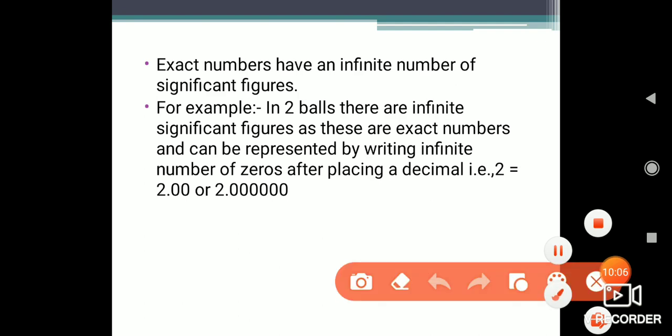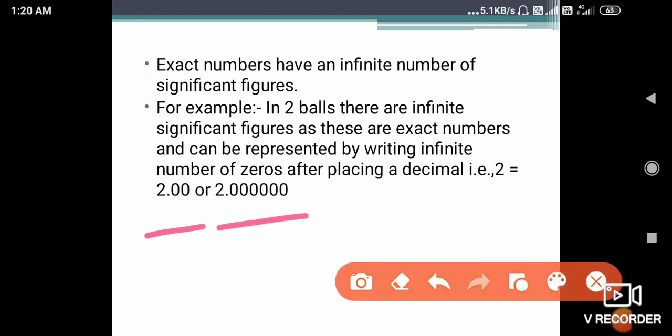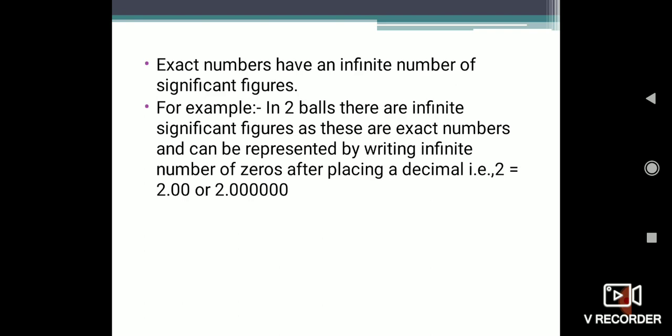So in the same case of two balls, if you write 2.00 or 2.000, the significant figures would change. So here the significant figures are considered as infinite in number. It means infinite significant figures. Any exact numbers will be considered as having infinite significant figures. Hope you all understand.